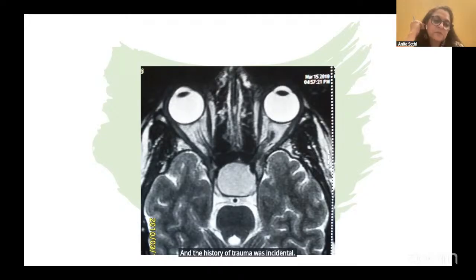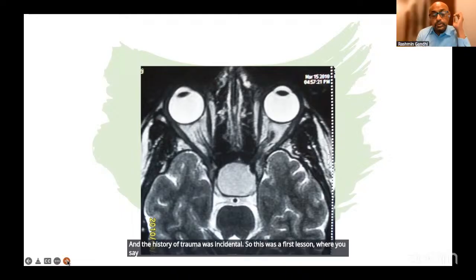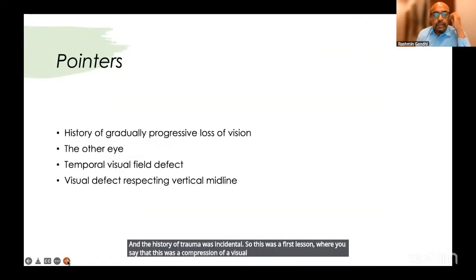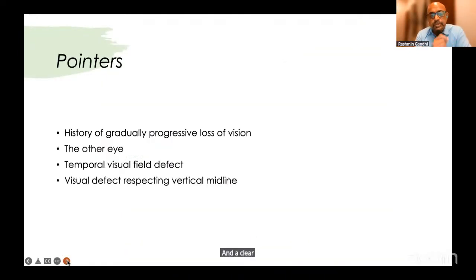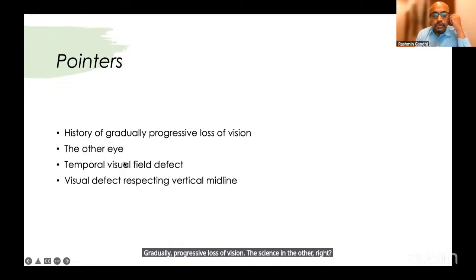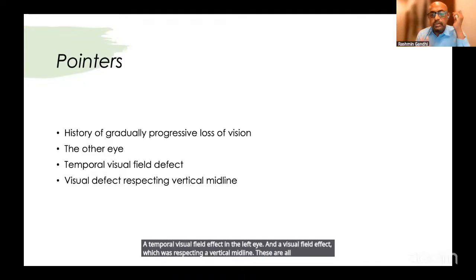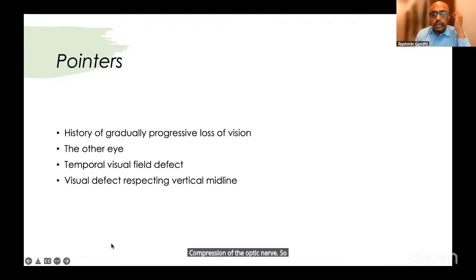So this was a first lesson, where you say that this was a compression of a visual pathway, and the clear pointers which were missed out in the initial workup were gradually progressive loss of vision, the signs in the other eye, a temporal visual field defect in the left eye, and a visual field defect which was respecting a vertical midline. These are all 4 pointers towards compression of the optic nerve. So that was case number 1.